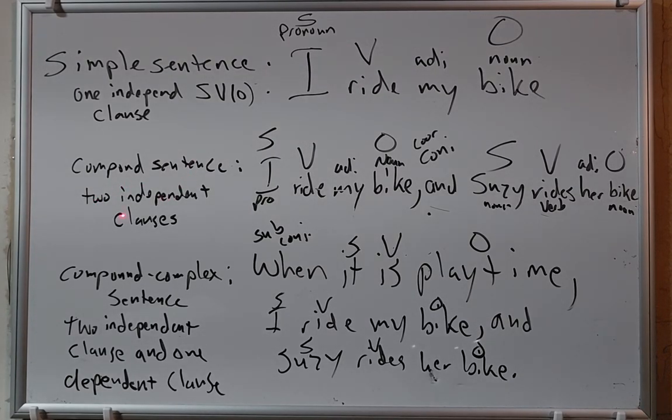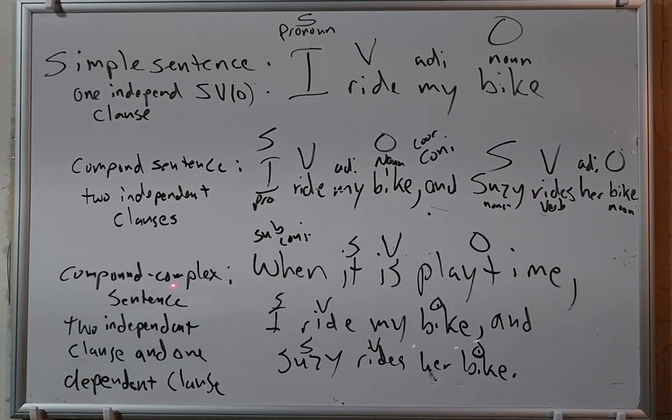Compound sentence is 2 independent clauses together combined with a conjunction. Here we see same sentence, I ride my bike, with SVO. And then we have a coordinating conjunction here followed by a comma. You must have a comma and a coordinating conjunction to combine 2 independent clauses. Here is the second clause. Susie rides her bike. SVO. You must always be concerned with SVO because this is how we make all 3 kinds of sentences, especially the compound, which is here. 2 clauses, independent.